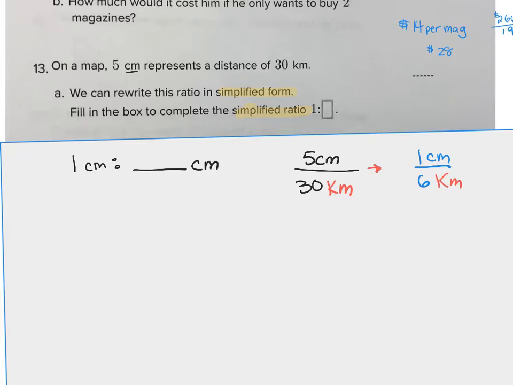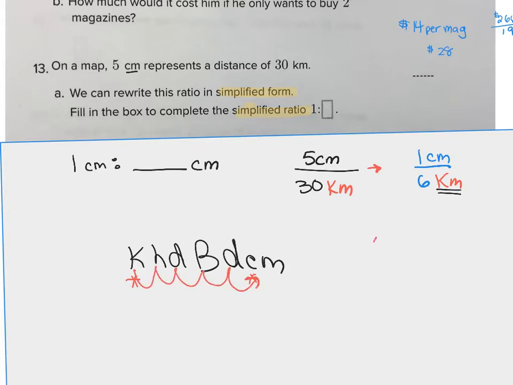So that means I need to change kilometers to centimeters. That's the metric system. King Hector dies by drinking chocolate milk. You're changing kilometers. How many spaces do you move over? From kilo to centi, you're moving 1, 2, 3, 4, 5 to the right. And the 6 has a decimal point at the end. 1, 2, 3, 4, 5 to the right means you're adding 5 zeros. So your simplified ratio is 1 to 600,000.